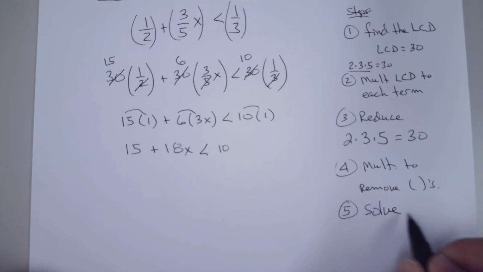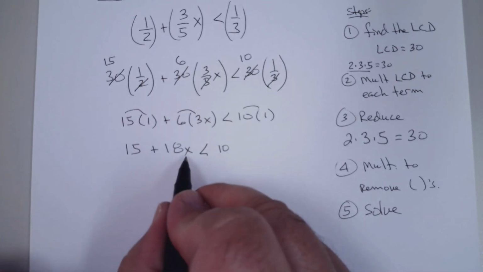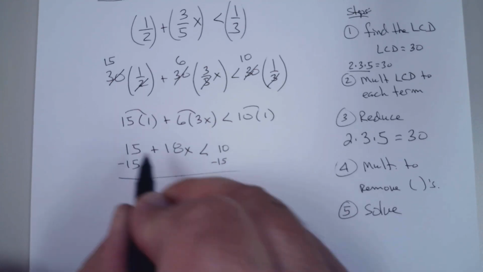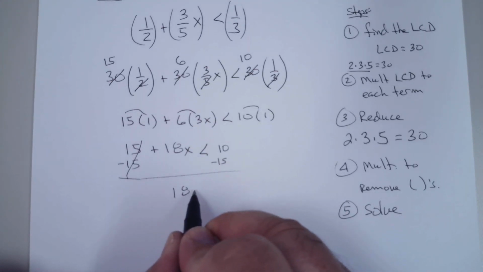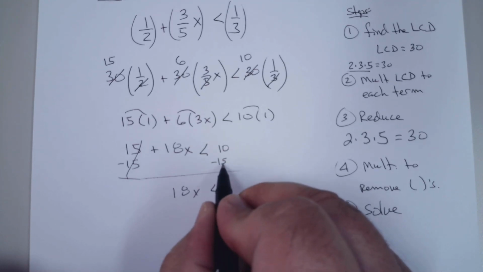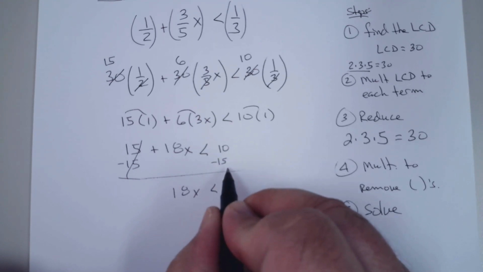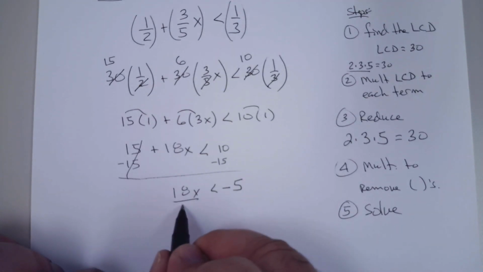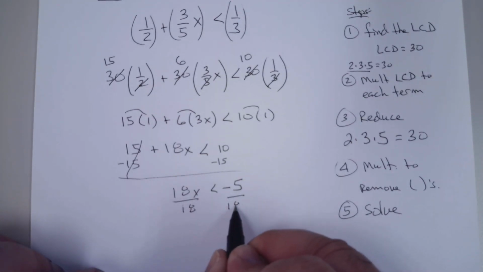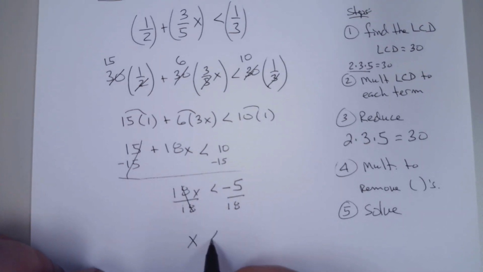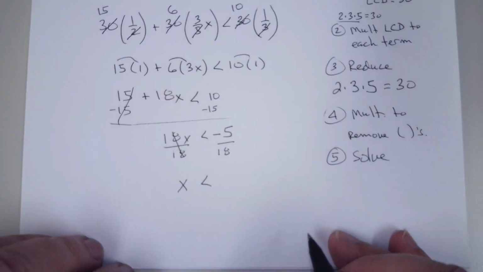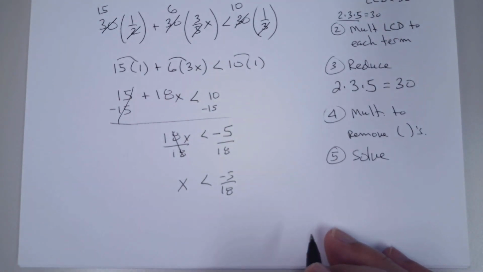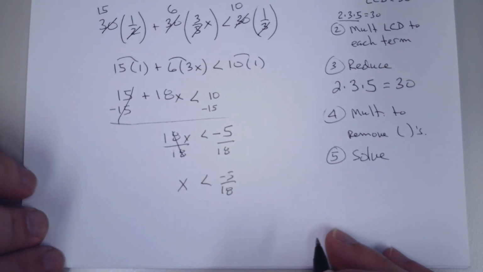Now solve. We're solving for x. Subtract 15 from both sides. So we have 18x is less than, 15 is bigger than 10, so it's negative. 15 minus 10 is 5. Divide by 18, so x is less than negative 5 over 18.